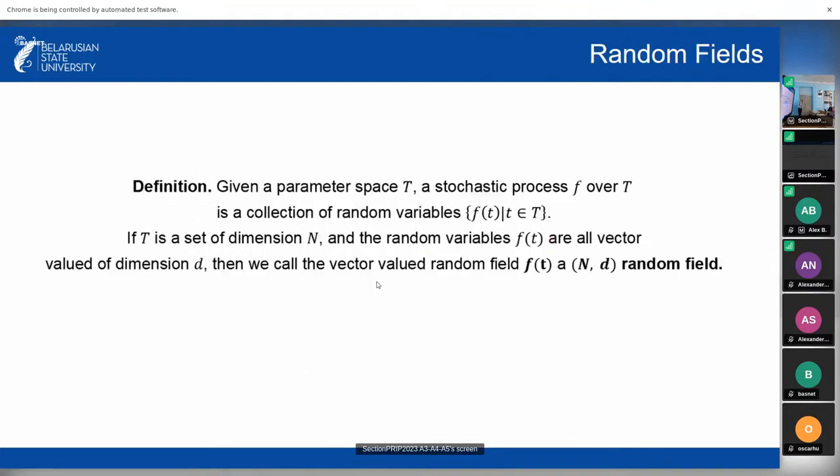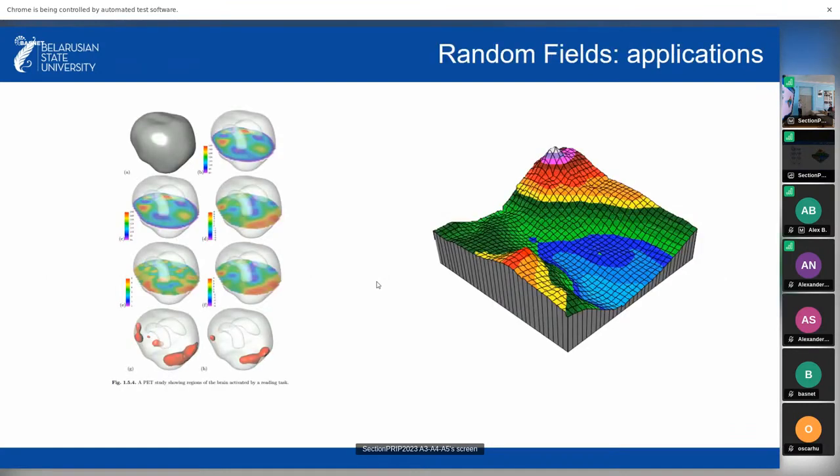Now, on the topic of random fields, what are random fields? Random fields are basically a stochastic process with an n-dimensional parameter space. A Gaussian random field is such a random field whose observations follow a multivariate normal distribution. Gaussian random fields already have applications in practice, for instance, in brain mapping or geostatistics.